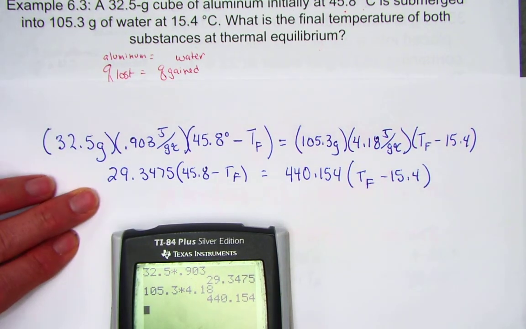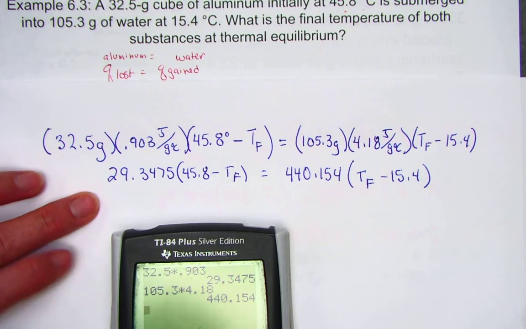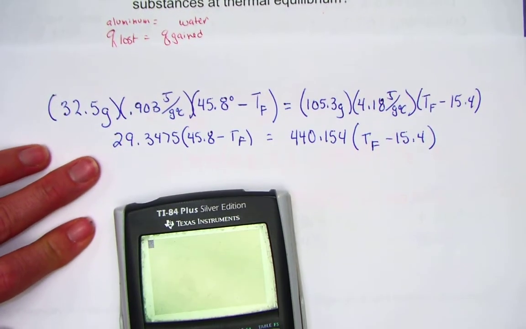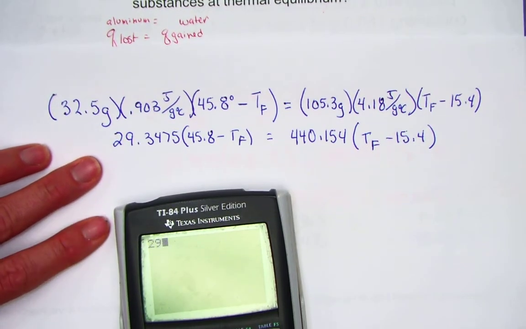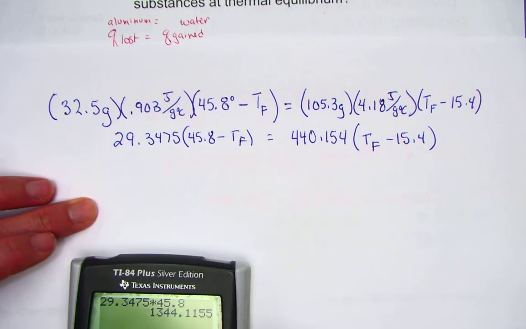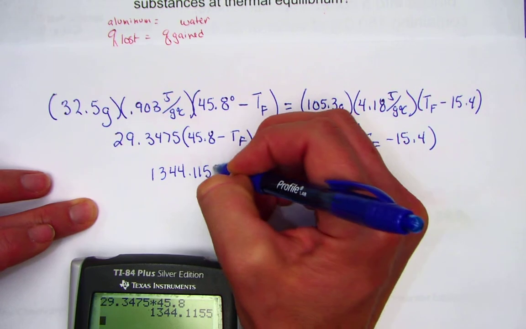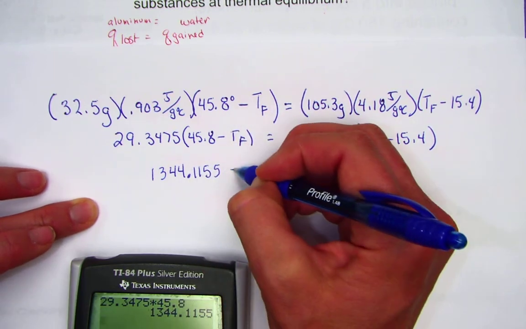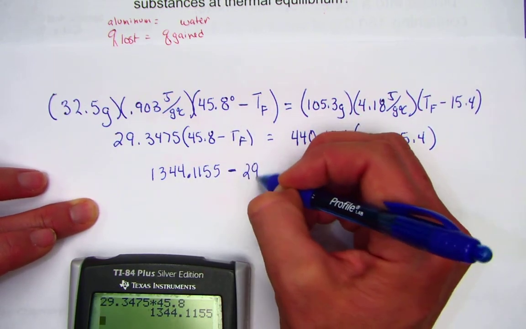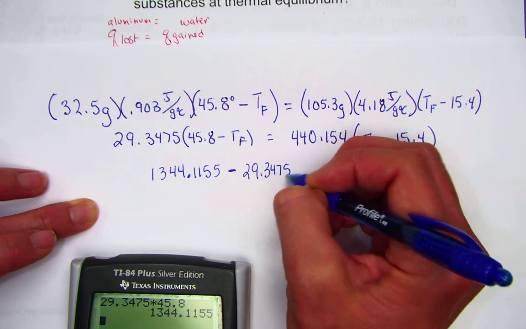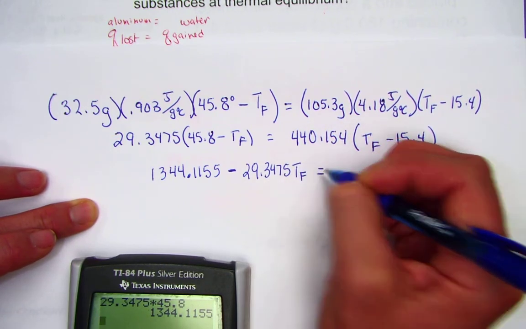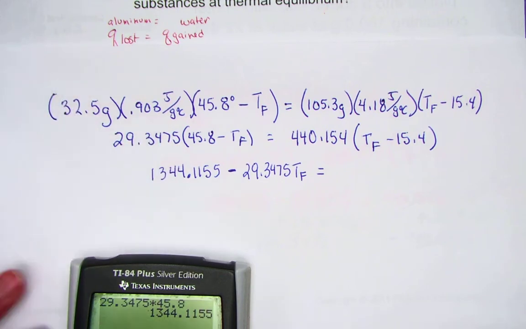Let's now distribute through our parenthesis. I'll start on the left side. 29.3475 times 45.8 gives me 1344.1155 minus 29.3475 final temperature. I distributed through the parenthesis.